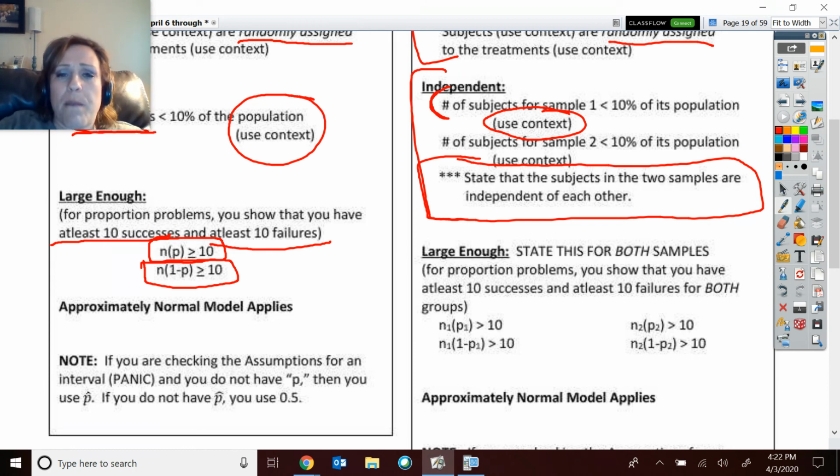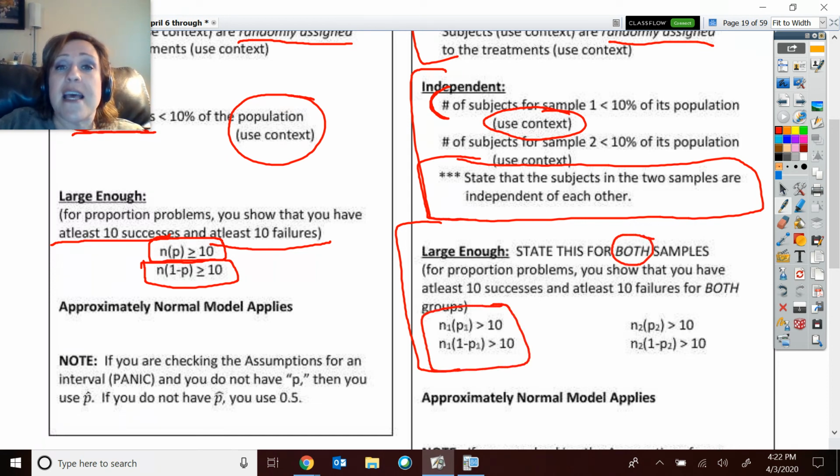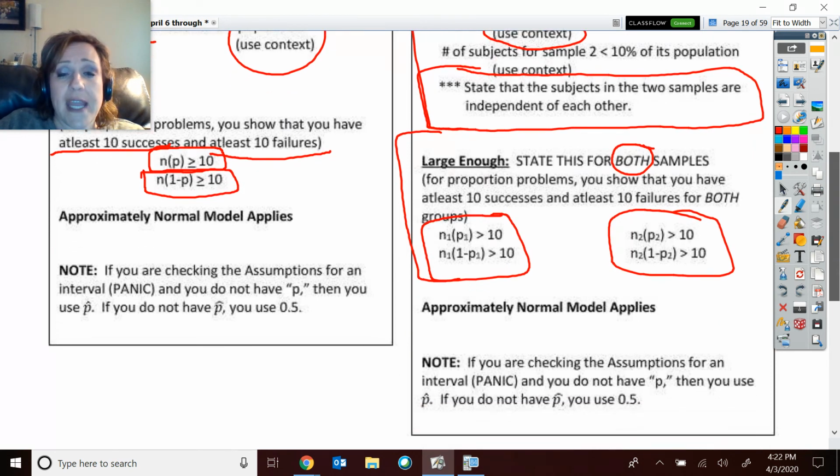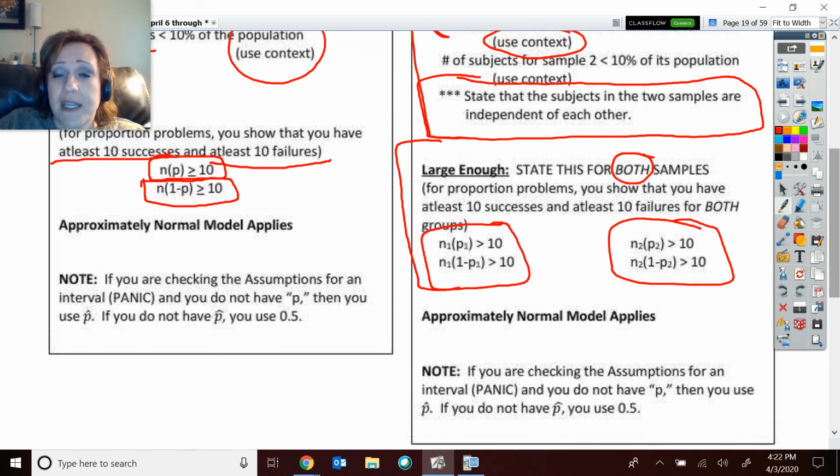Okay. But look over here, just make sure that when you have two separate proportions, we have to make sure we're doing this for both samples. Our first set of data, at least 10 successes and failures, and our second set of data, at least 10 successes and failures. Okay, and then upon those happening, we've got the approximately normal model applying.